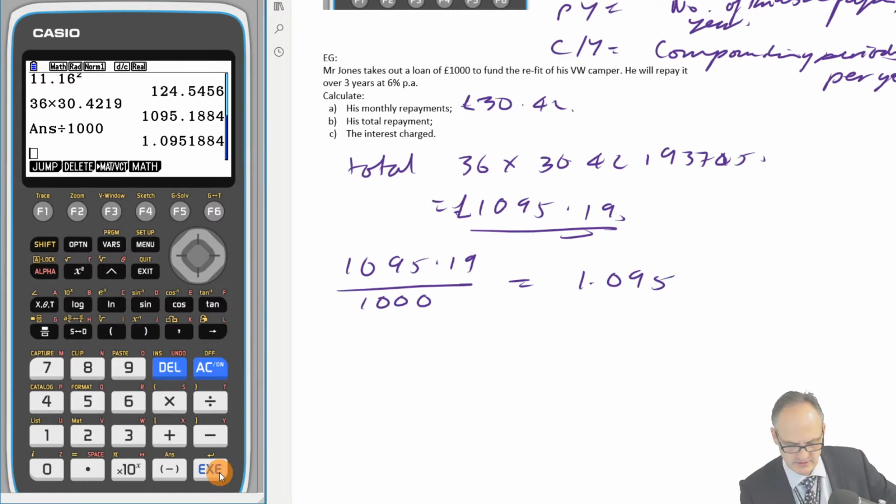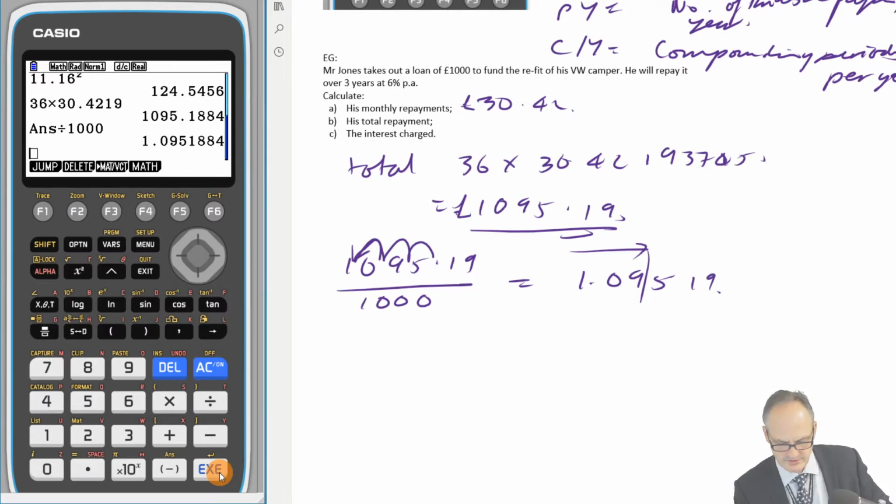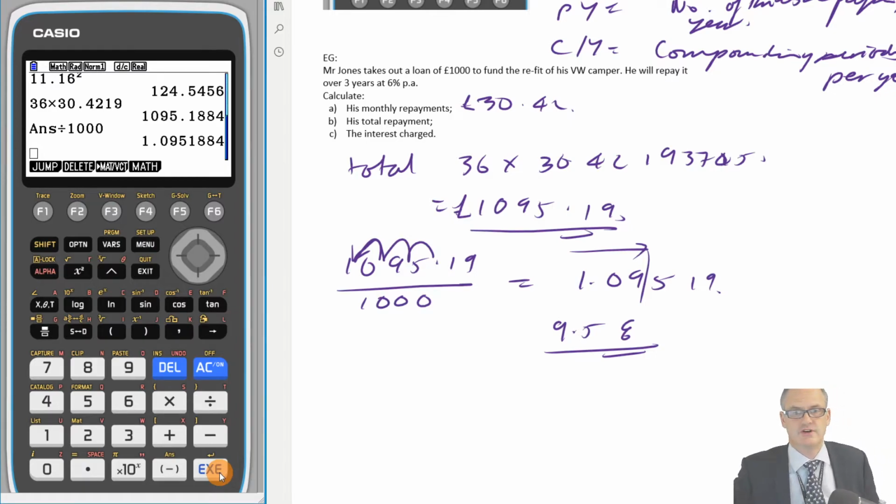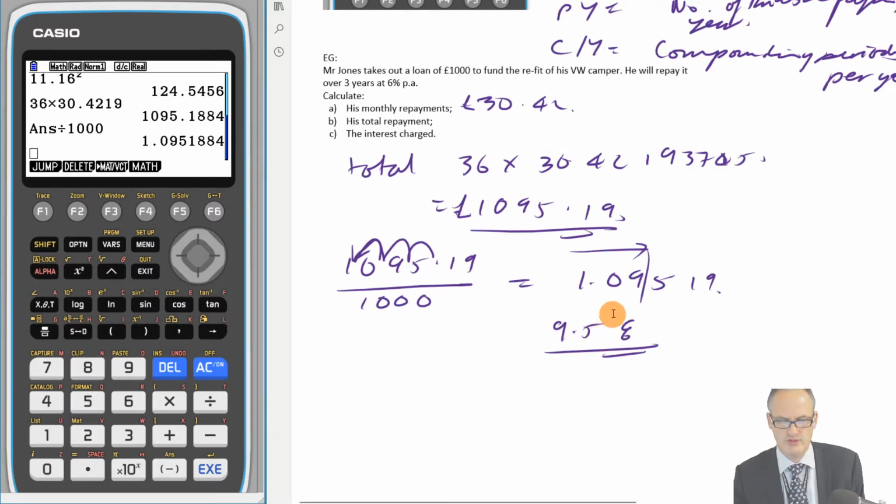You should have realized that divided by 1,000, just move the decimal place 1, 2, 3 times to here. And that gives you 1.095. So if you think about it, 1 is a whole. We've got 0.095 of 100, so it's going to be 9.5% is going to be the total interest charged over the time. So notice when you're compounding the interest over time, you end up paying more interest. Okay, so that's how to do that amortizing equation to find out the monthly repayments.